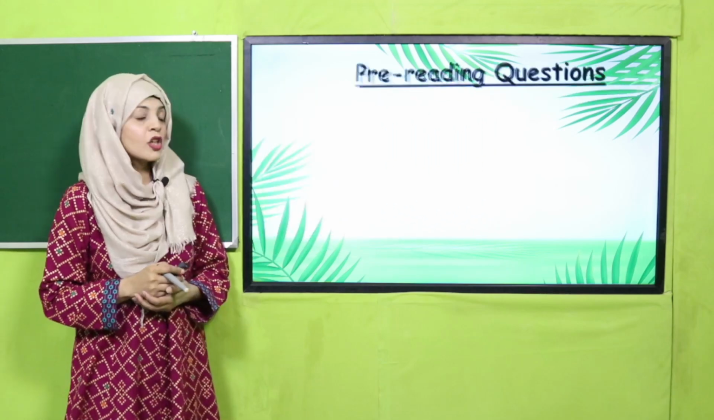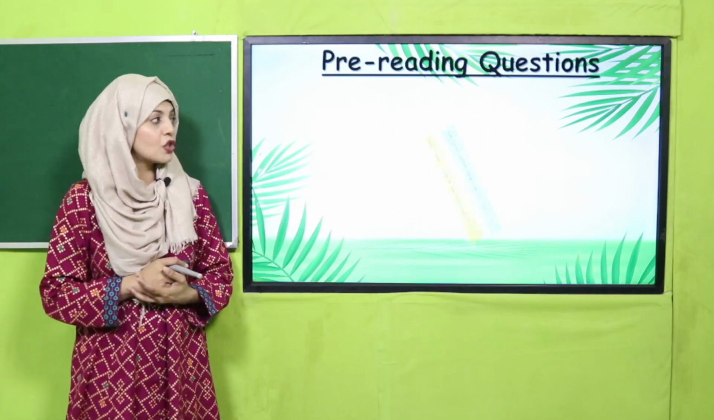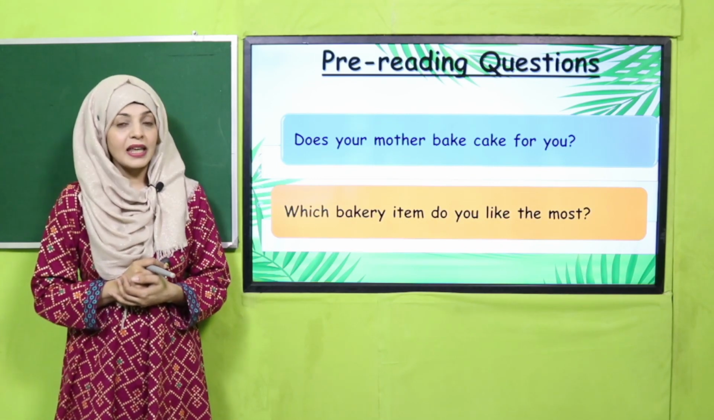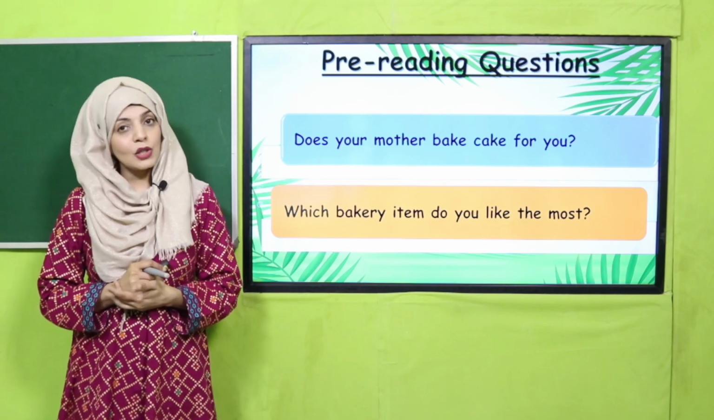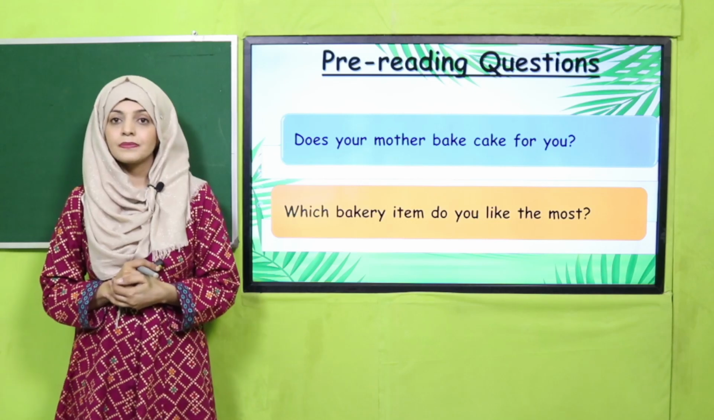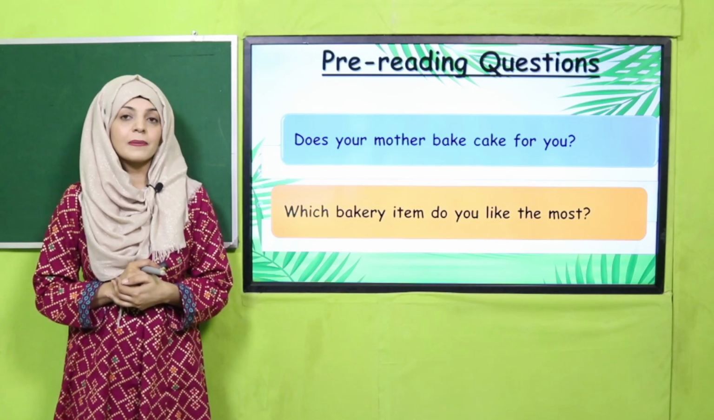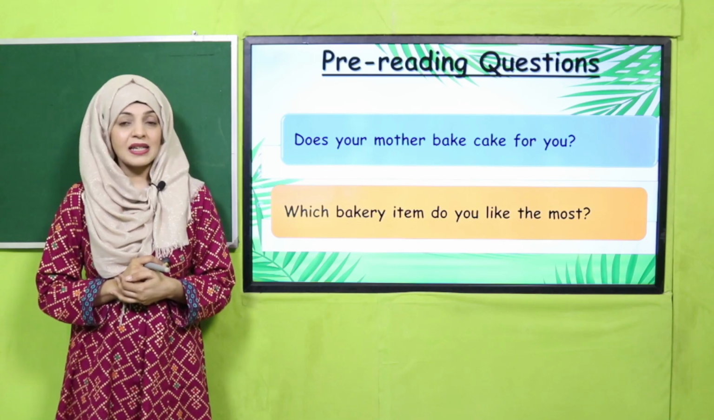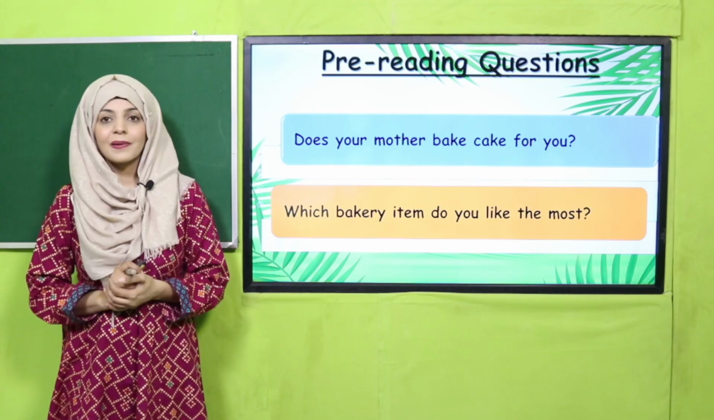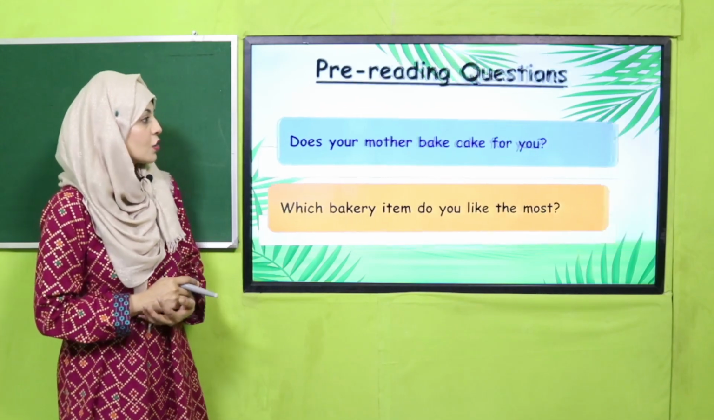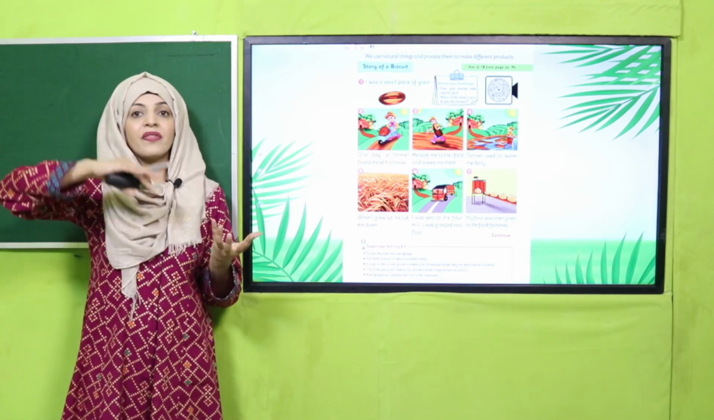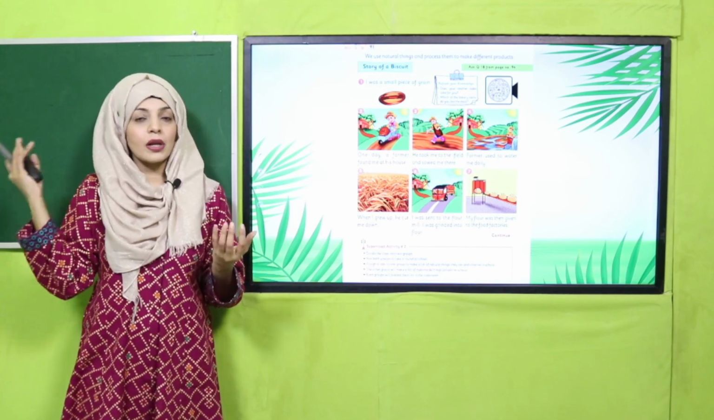So my dear students, with this note, we will move forward towards some pre-reading questions. So tell me, does your mother bake cake for you? Aapki mother aapke liye cake banati hain? Banati hongi, definitely. So, which bakery item do you like the most? Aapko sabse zyada kaun sa bakery item pasand hai? Biscuits, cakes, patties, sandwiches. What do you like the most? I like cakes. Very good. So, all these things are basically man-made, but their resource is natural.